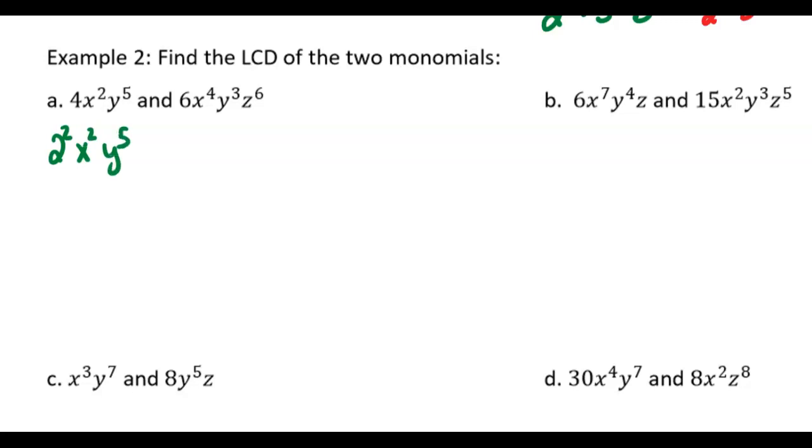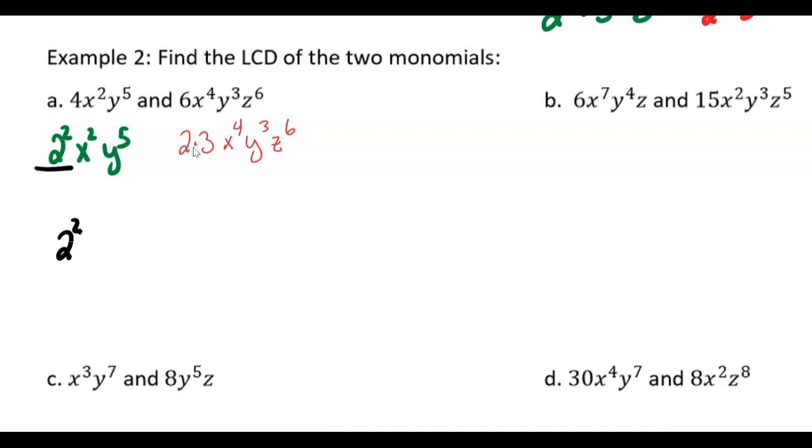Okay, now let's do this one. The 6, break it down, it's 2 times 3, x to the 4th, y cubed, z to the 6th. Okay, we compare each factor. In between the two, we choose the higher amount. So the first factor is 2. Here's 2 squared. This one just has 2. So 2 squared is the higher amount. We want to use 2 squared.